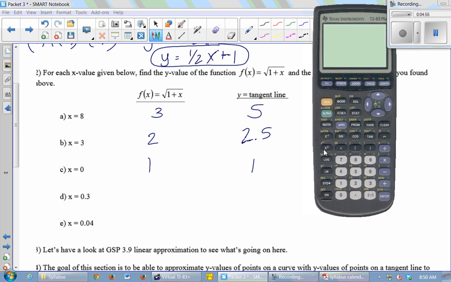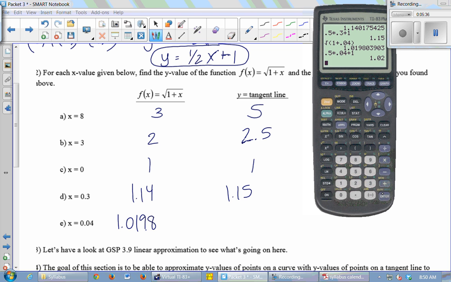So I'm going to take the square root of 1 plus 0.3. 1.14. And if I plug 0.3 into my equation, I get 0.5 times 0.3 plus 1, 1.15. And if I do 0.04, the square root of 1 plus 0.04 is 1.0198. And if I plug 0.04 into the line, I get 0.5 times 0.04 plus 1, which is 1.02.